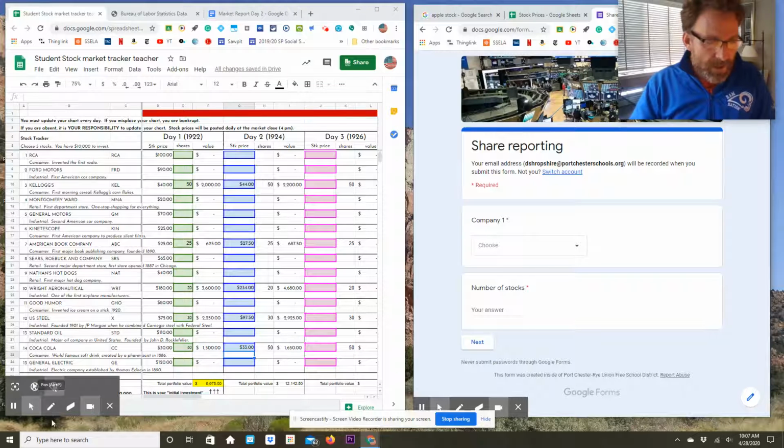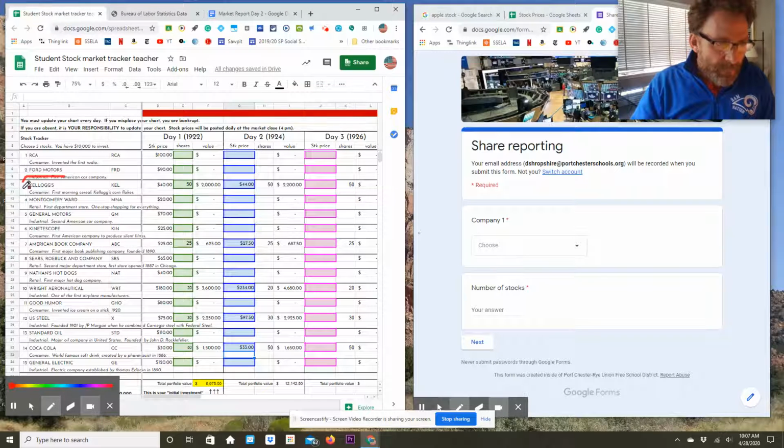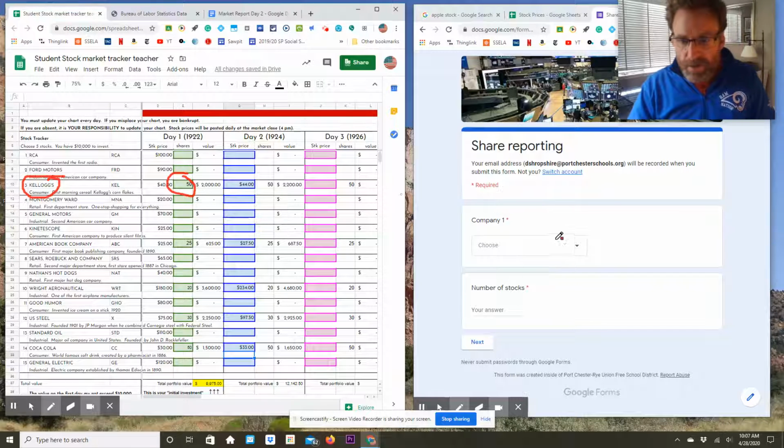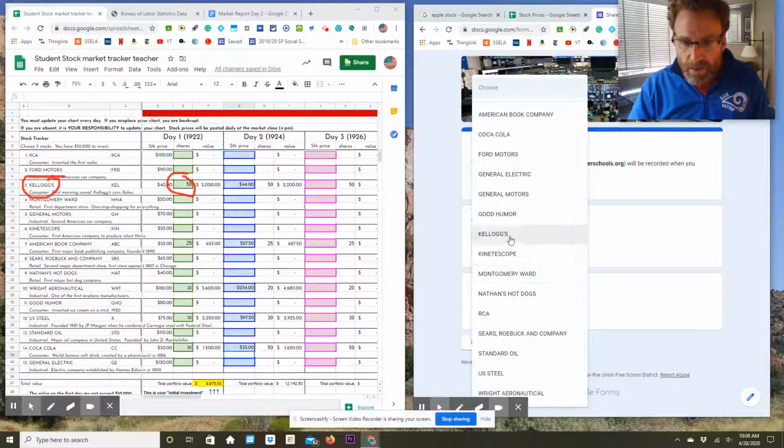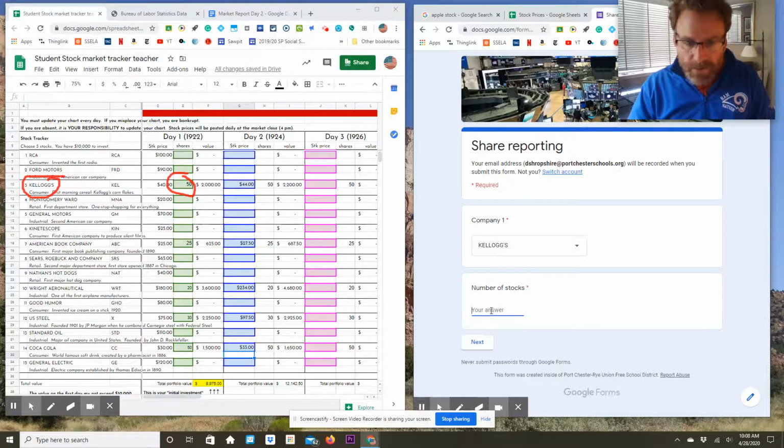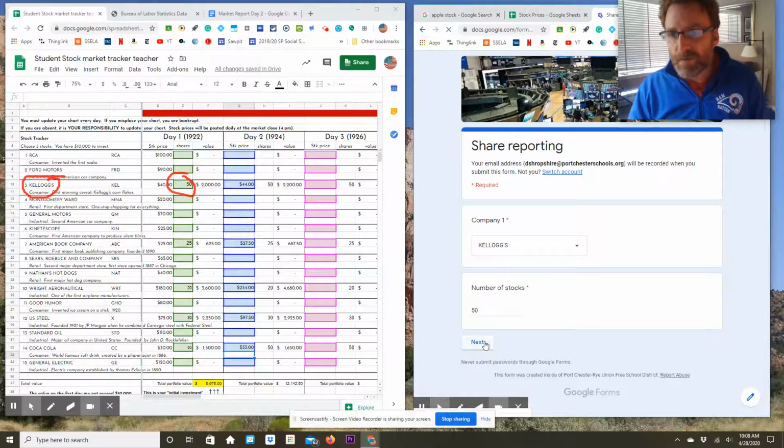The way you do this is I'm looking over here. The first company I bought was Kellogg's. I bought 50 shares of Kellogg's. So I drop down company 1. I find Kellogg's. There they are. The number of stocks I bought was 50, and I hit next. You're going to do this 5 times, once for each firm.